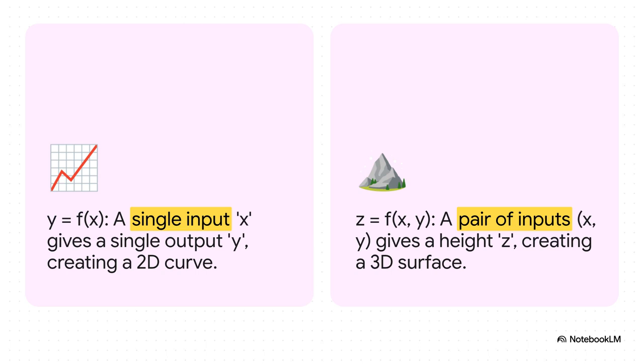Our function z equals f of x, y takes in a pair of numbers, an x and a y coordinate, and spits back a single output, z, which we can think of as the height. That tiny change is everything. It's the difference between drawing a line and sculpting a mountain.